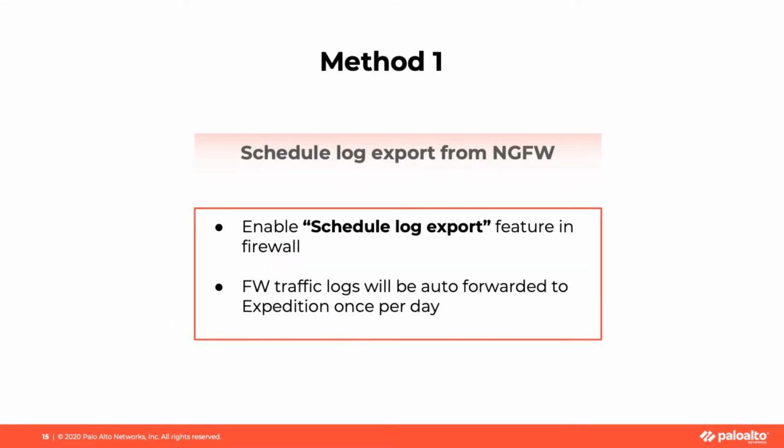Method 1, Schedule log export from Next-Gen Firewall. In this method, we need to enable the Schedule log export feature in the firewalls. And after the feature is enabled, we will have firewall traffic logs auto-forwarded to Expedition server once per day based on the schedule we set. Let's go over the instruction on how to do it.